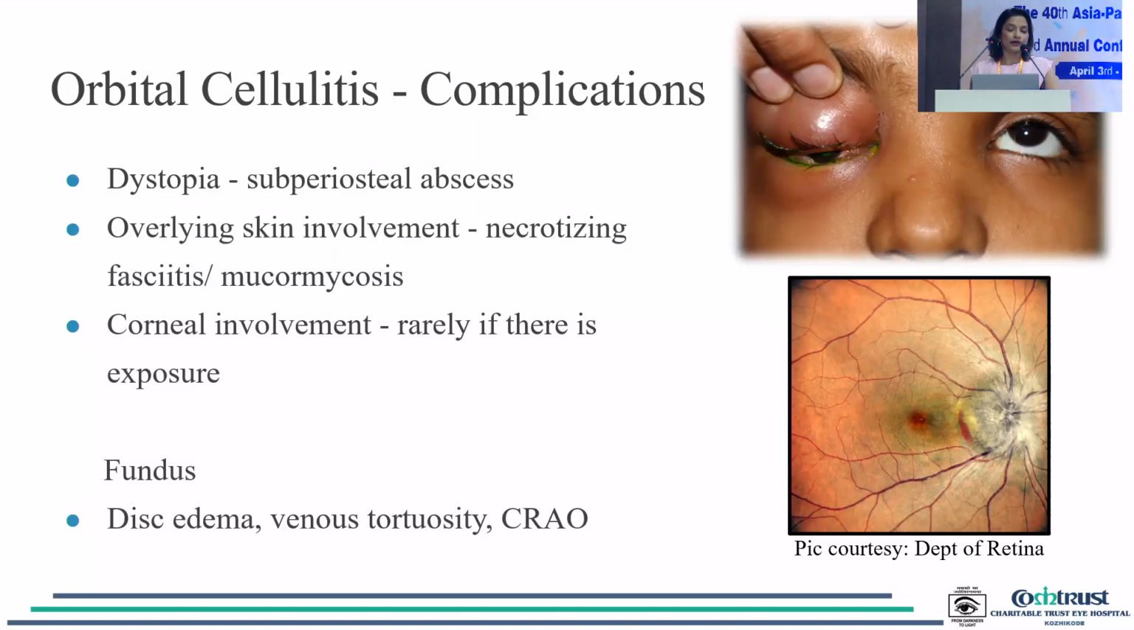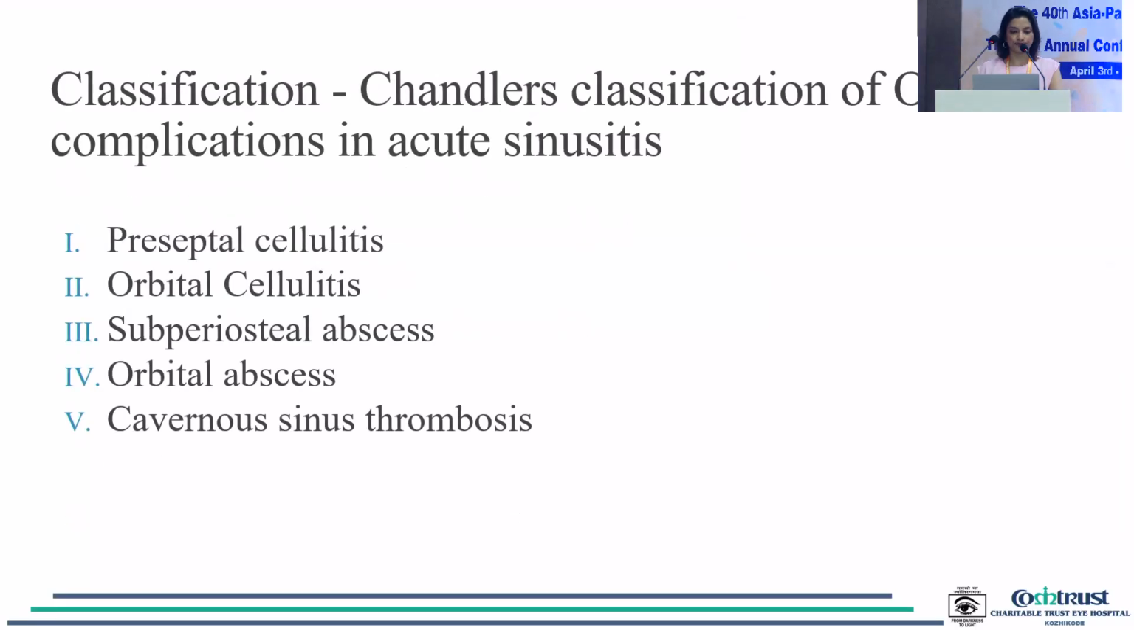Any overlying skin involvement could be seen in necrotizing fasciitis or mucormycosis. And if there is exposure, definitely there would be corneal epithelial breakdown. Vision loss has been reported in cases of orbital cellulitis, which could be due to CRAO, or central retinal artery occlusion. Numerous classifications are there, of which our favorite one is the Chandler's classification of orbital complications in acute sinusitis.